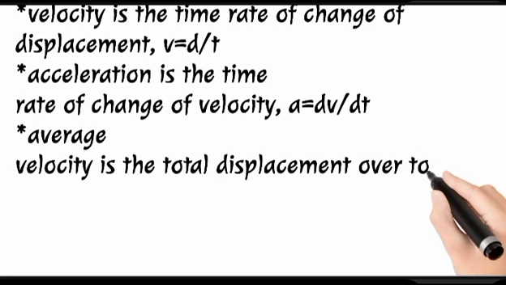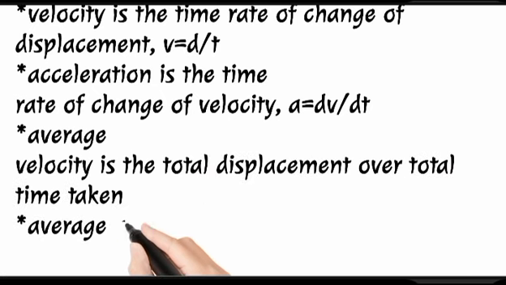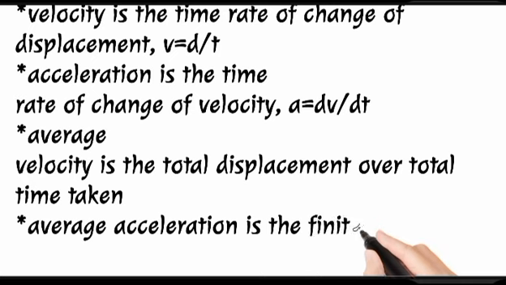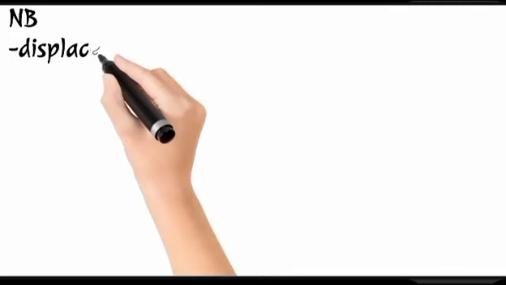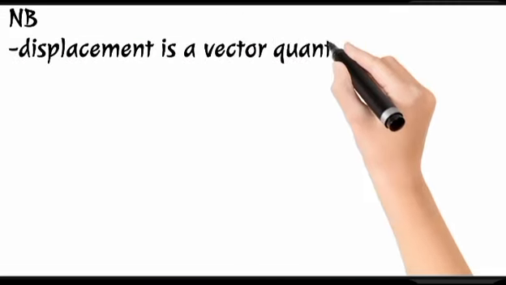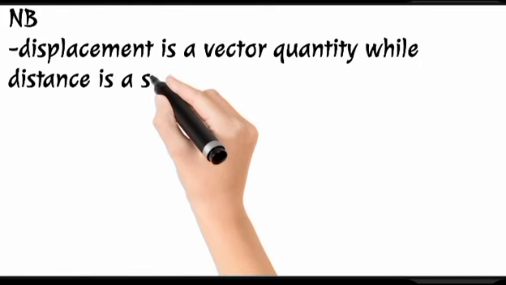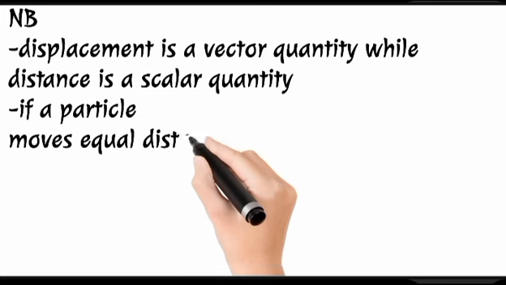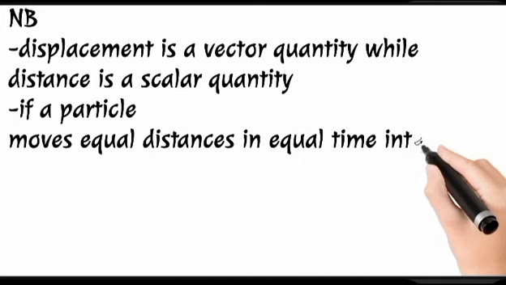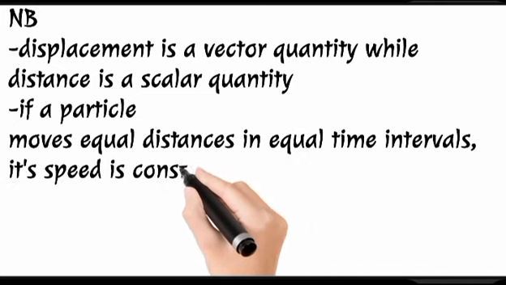The average velocity is the total displacement over the total time taken. The average acceleration is the finite change in velocity in a finite time. Always remember that the displacement of a particle is a vector quantity having both magnitude and direction, while the distance is a scalar quantity having only magnitude and no direction.